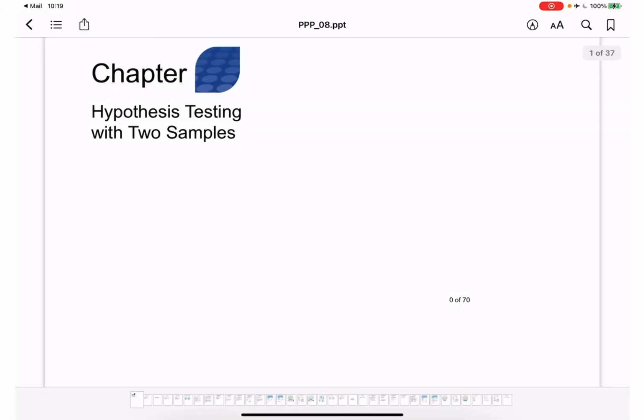So we learned hypothesis testing with one sample. Now we are going to do hypothesis testing with two samples. What does that mean? We are going to compare these two samples. When you compare two samples, you can compare them by mean, by proportion, and by deviation, variance. So we are going to focus on mean here.